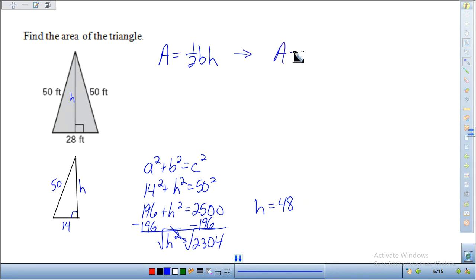So we can now come up here to our area formula. We can plug in our values, which we now know that our height is 48. We know that the base of this total triangle is going to be 28. So we'll have 1/2 times 28 times 48. When we multiply that, simplify that out, we should come up with an area of 672. And then remember that our area units are going to be feet squared.